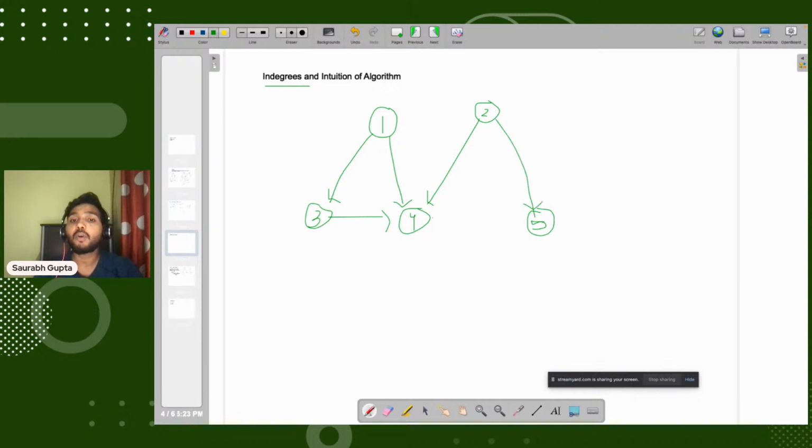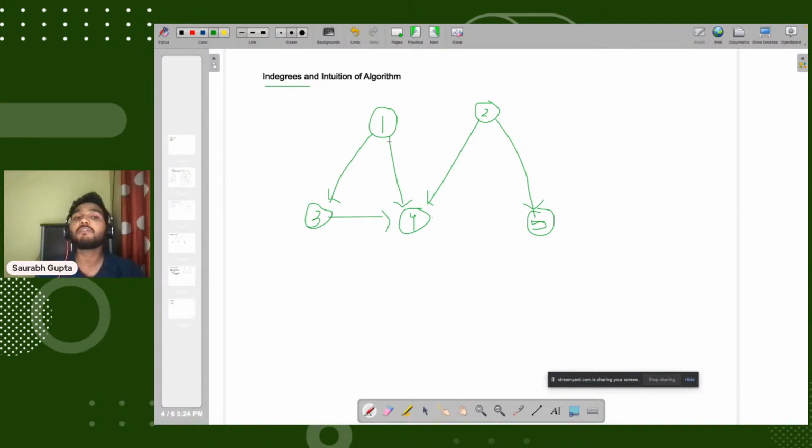Now, what is the in degree of a vertex in a graph? The in degree of a vertex in a graph is the number of incoming nodes onto that particular vertex. The in degree of a particular vertex in a directed graph is equal to the number of incoming nodes on that particular vertex. So let's try to calculate the in degree of all the nodes here.